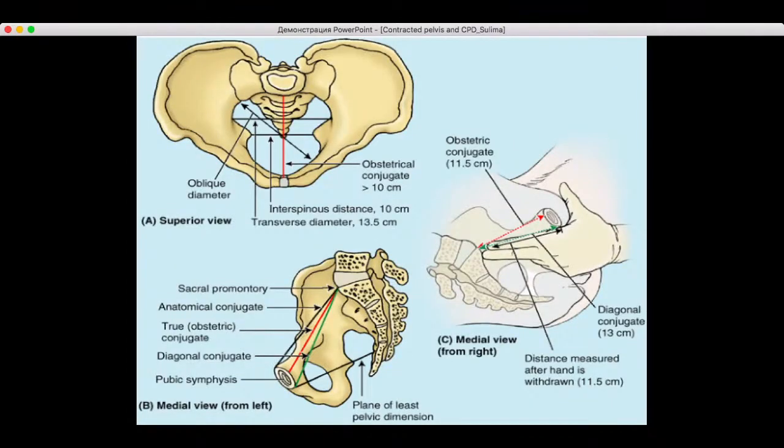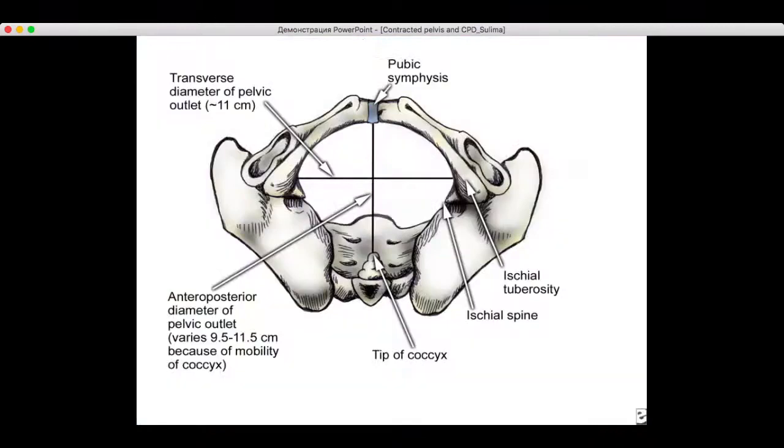On this picture, you can see the main obstetrical diameters and how to measure the diagonal conjugate and how to calculate the obstetric conjugate. These are the main diameters of the female pelvis. This is the pelvic outlet. We have two diameters of the pelvic outlet.